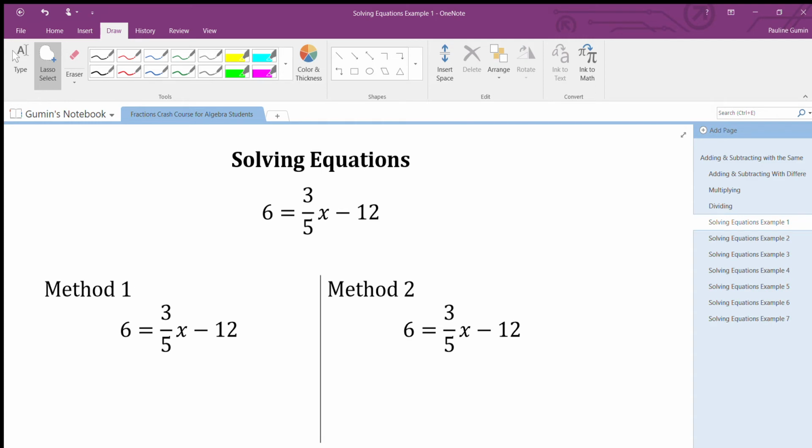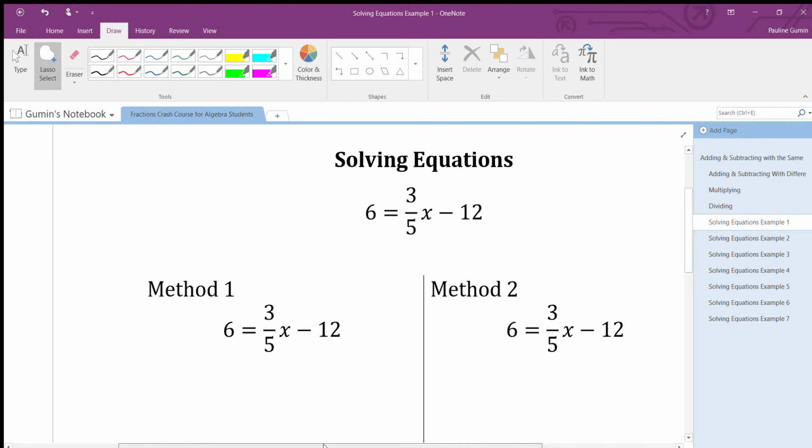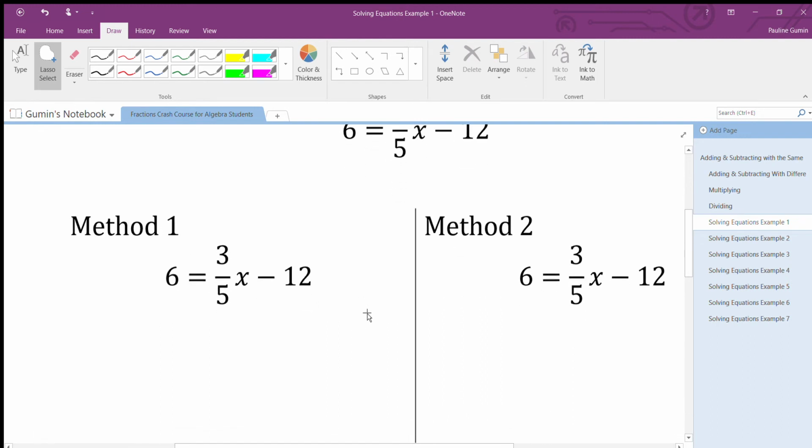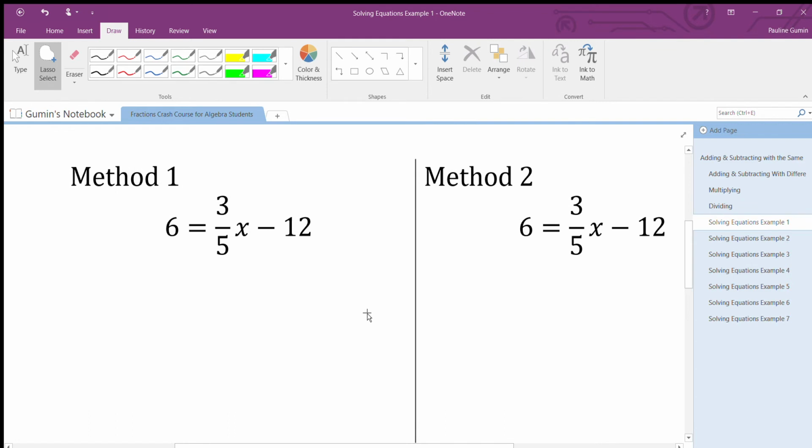Today in this video, we're going to look at equations that have fractions, and I'll show you two methods of doing each type of problem. The first method that I will show you in each equation is a more traditional way. We're just going to keep the fraction and work with it. For the second method, we're going to get rid of the fraction first and foremost, and then continue on solving.